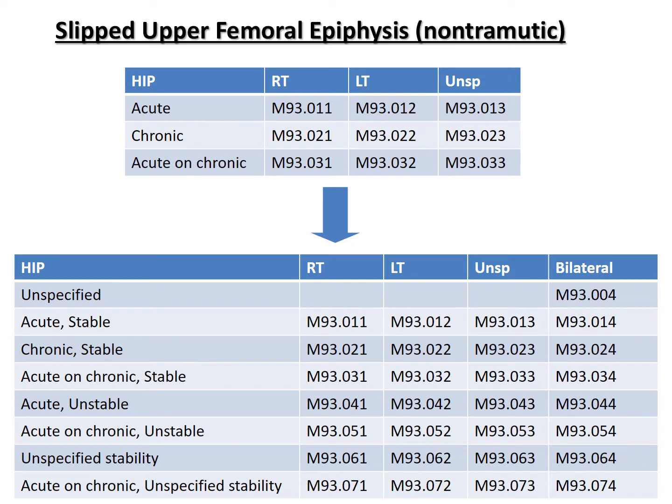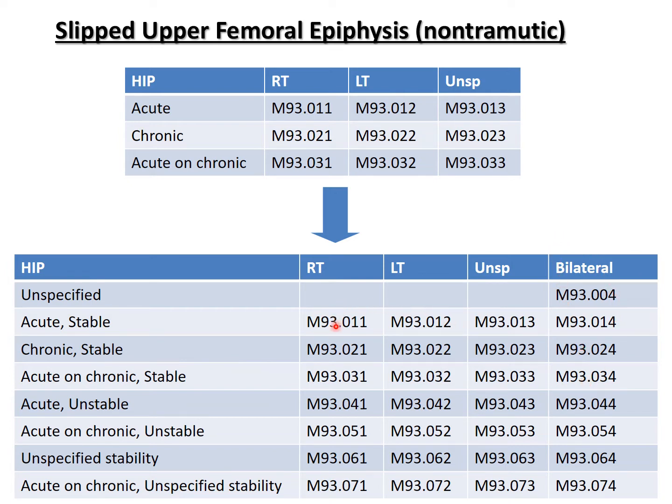Coming to the codes. In 2022, we had only 9 codes. They are for acute, chronic, and acute and chronic, for right, left, and unspecified laterality. These codes are revised and the term stable has been added, and in 2023 bilateral hip codes are also added.